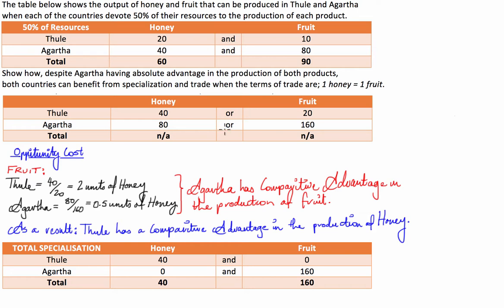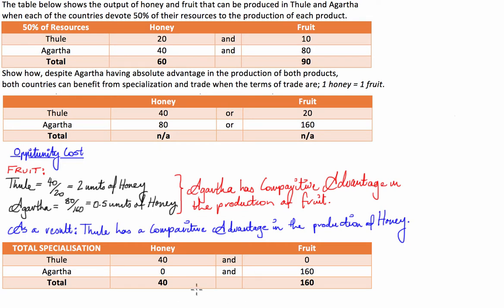So after we've determined which country has a comparative advantage in the production of each good, we can ask both Thule and Agartha to specialise in the production of the good that they have a comparative advantage. So we have Thule specialising in the production of honey, and Agartha specialising in the production of fruit.